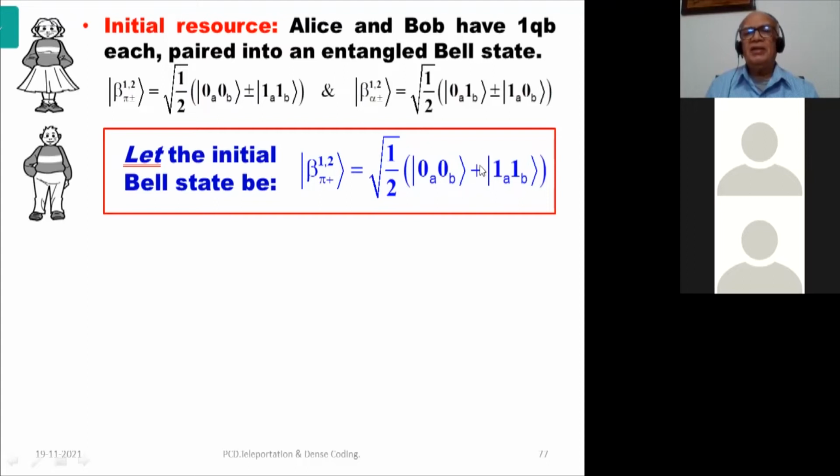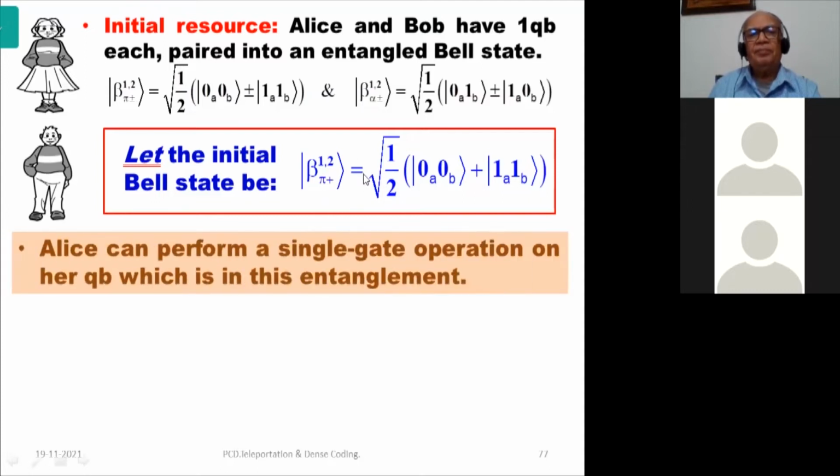And it comes with a plus sign. The two possibilities over here, one with a plus sign and one with a minus sign. And for the sake of our discussion, we presume that the Bell state, in which Alice and Bob have a two qubit system with them, second qubit with Bob and first qubit with Alice, is this particular Bell state.